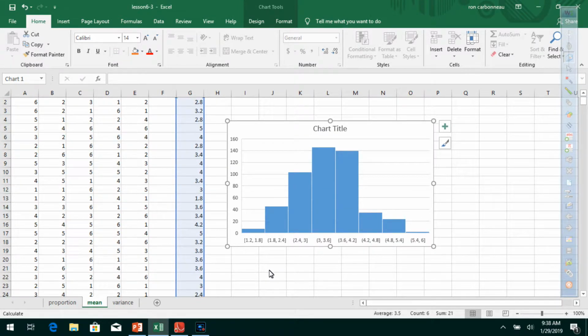And now it is getting closer and closer, and 3.5 is right here, and that's the tallest bar. Okay.